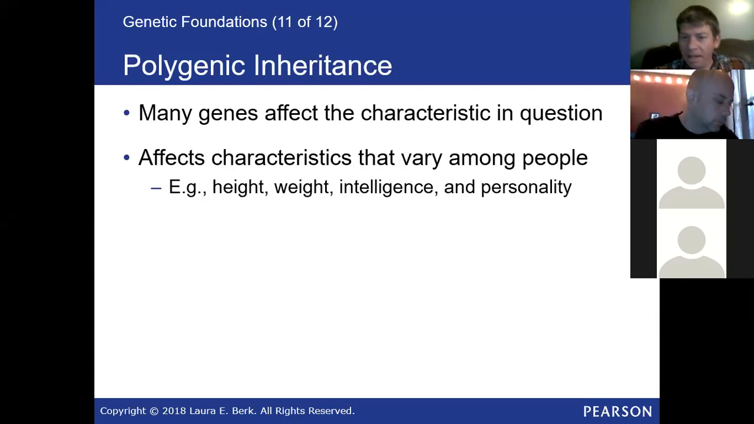Polygenic, poly meaning many, genic meaning genes. Polygenic inheritance is where many genes affect a characteristic in question. So it affects characteristics that vary among people like height, weight, intelligence, personality. There's no one personality gene, no one intelligence gene, and so on and so forth. In fact, the great majority of things that make us who we are are polygenic. There are very few things that are single gene, a singular gene that's responsible.